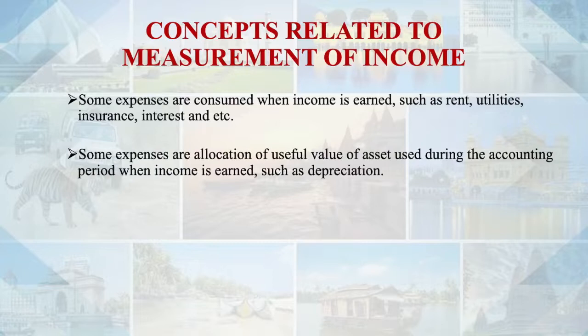Then we have some expenses which are basically the allocation of the value of assets which you have used during that particular time period or the accounting period. We normally call it depreciation. That is, during the process of producing and selling the goods and services, a business or the organization uses a wide variety of assets. So many assets are being used. And because of the use of these assets, there is definitely a decrease in the value of that asset.